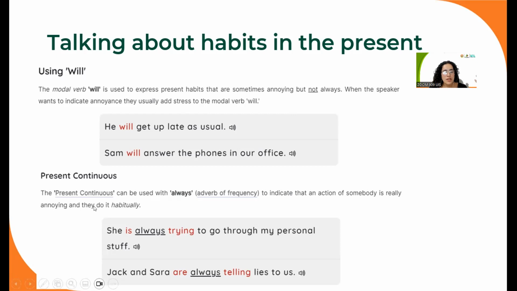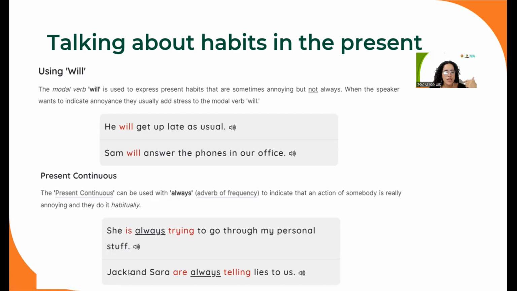We can also use the present continuous. We already talked about this before. I am always losing my keys, for example. Okay, so this is a habit. For a habit I can use always plus the present continuous. This indicates that an action is really annoying and that it is done habitually. Okay, so it's a habit. Let's read both examples here.